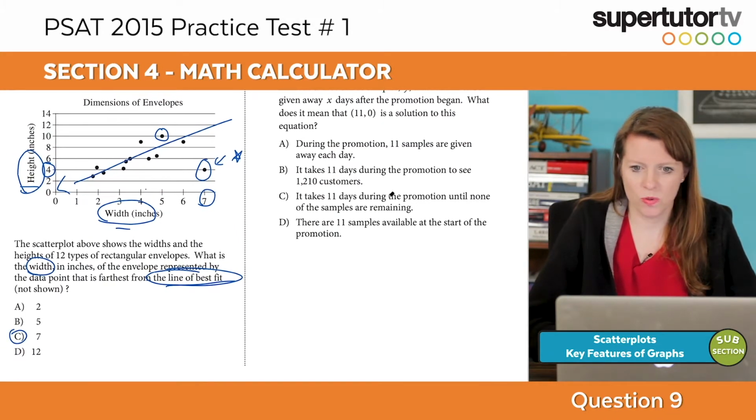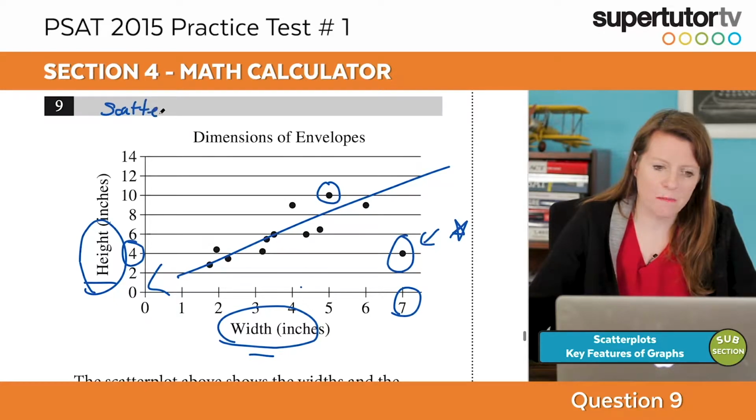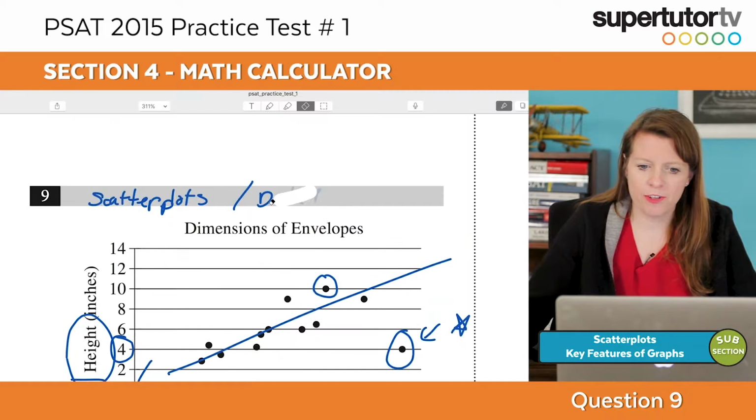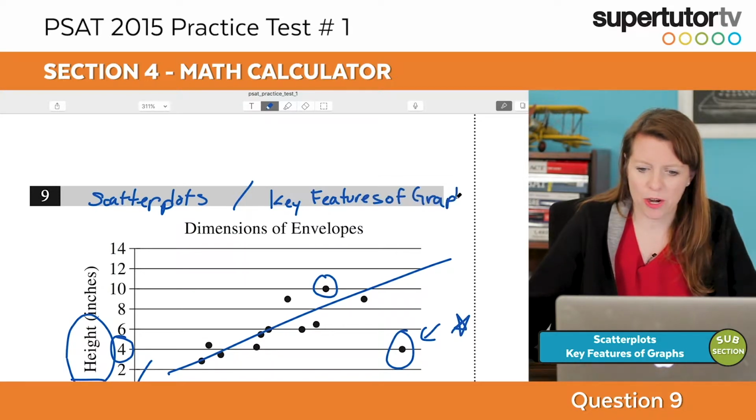Done. Cool. This could be scatter plots, if you want more of these. Or this could be key features of graphs is very related. So those often clump together. So you might find key features of graphs is a good one to look at. But this is scatter plots above all.